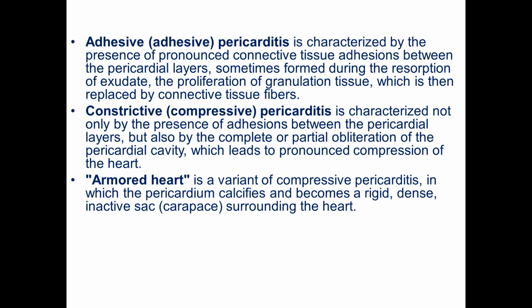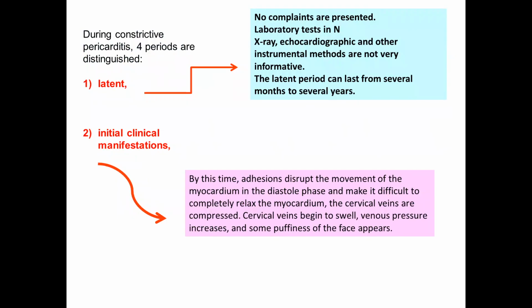tissue fibers. Constrictive pericarditis or compressive pericarditis is characterized not only by the presence of adhesions between the pericardial layers, but also by the complete or partial obliteration of the pericardial cavity, which leads to pronounced compression of the heart. And armored heart is a variant of compressive pericarditis in which the pericardium calcifies and becomes a rigid, dense, inactive sac around the heart.